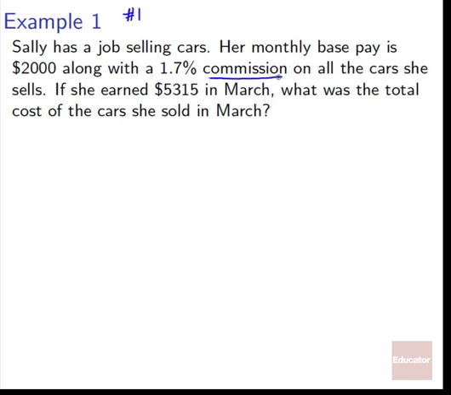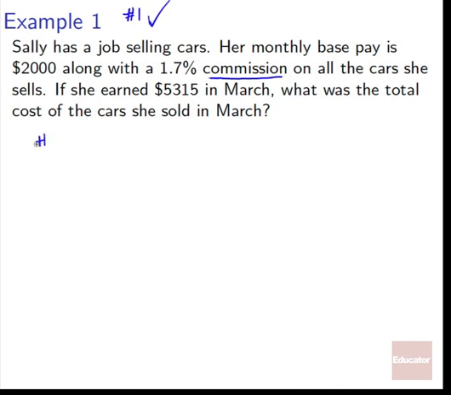Cool. If she earns $5,315 in March, what was the total cost of the cars she sold in March? Oh, so we have a piece of information about March. We're looking to know about how much cost of that. So we're looking for a connection between how her money breaks down and what the cost of those cars must have been. All right, so number one, check. We understand what it's about.